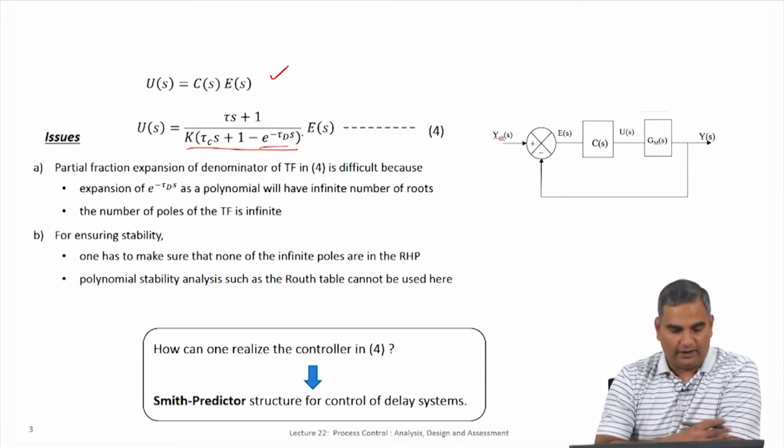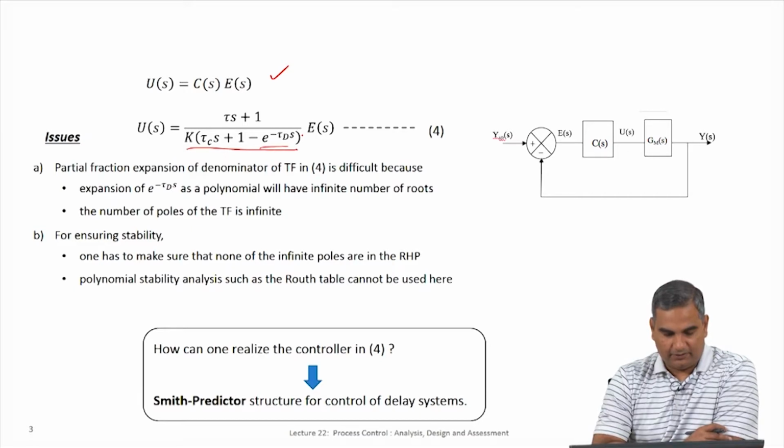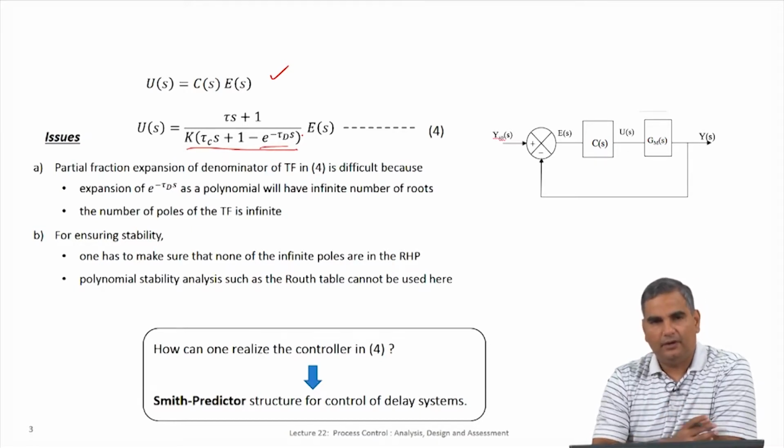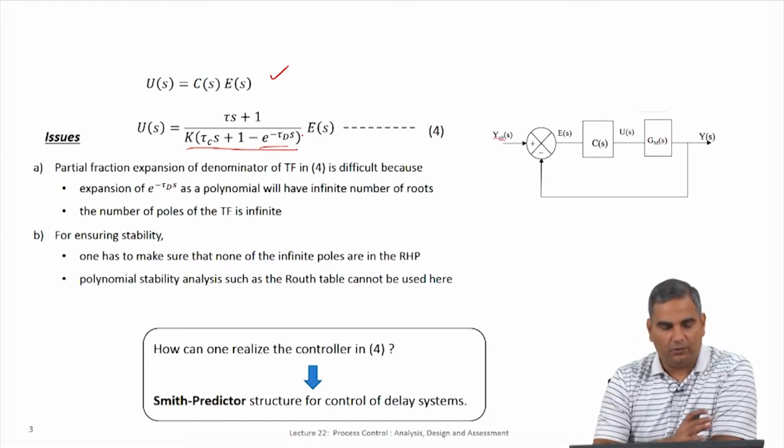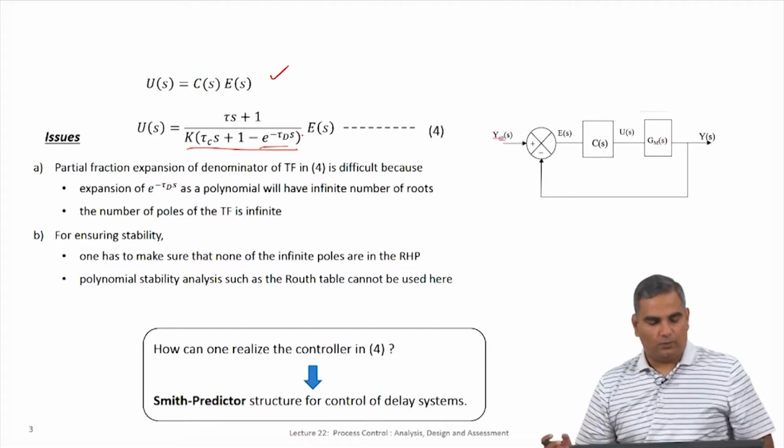And of course, once I figure that out, then I have to really worry about the stability of the systems. How do I address the stability of the systems when both the notions from partial fractions that we have talked about and Routh stability, both are Routh table, both do not work anymore?